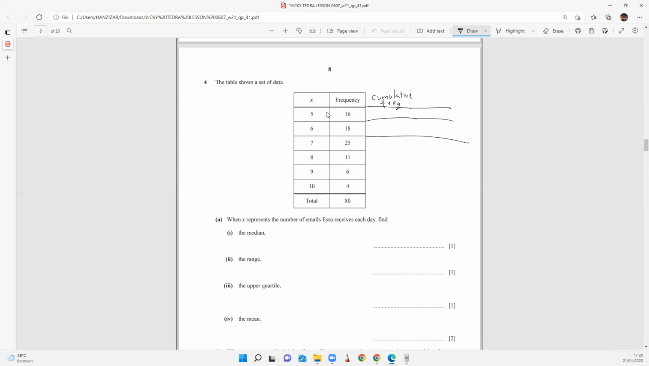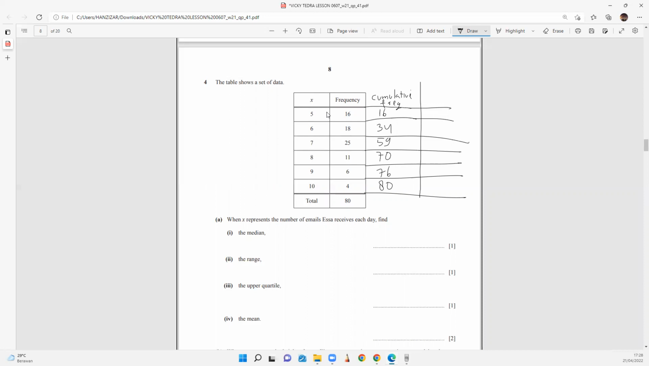Yeah, I will make it a bit longer because we need extra spaces here. And you need to add, so the cumulative frequency is like this. So the first 16 and the next is 18. So the total frequency from the first is just add by 18. So it is 34. And then you add by 25, you will get 59. Plus 11, you will get 70. Plus 6, you will get 76. Plus 8, plus 4, you will get 80. And it has to be same with the total, right?